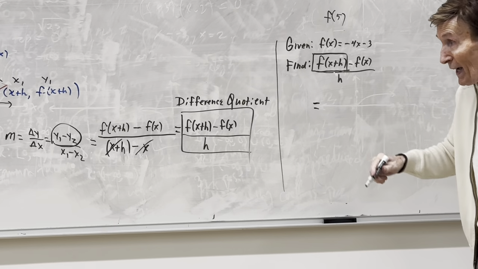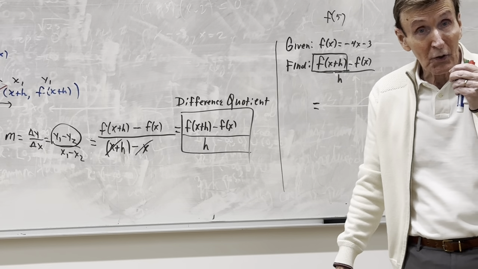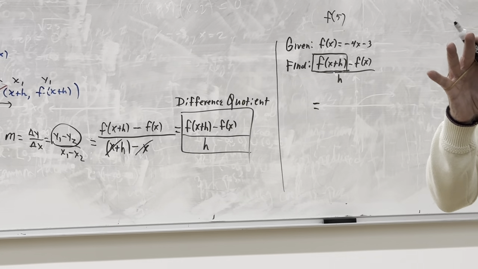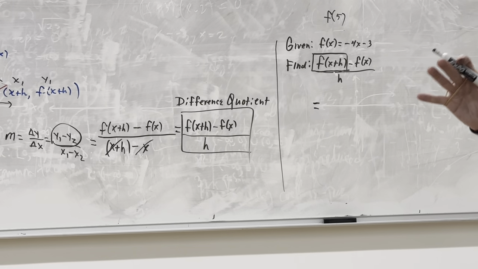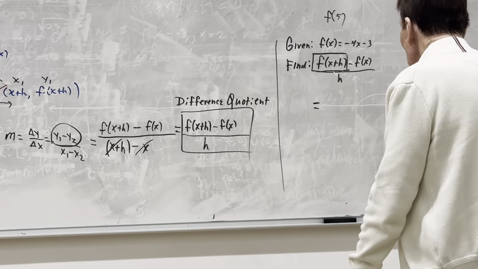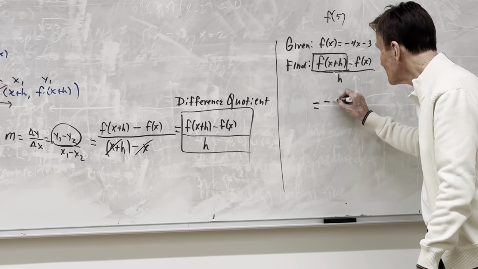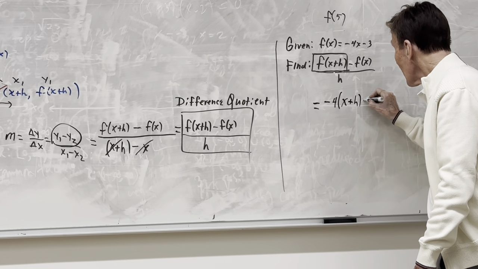No, this says find f of x plus h. Tell me what's the best you can write down to show that. I didn't give you a number like 5. This one says f of x plus h. What does that look like for this particular function? Anyone? -4 times parentheses x plus h, minus 3. Love it.